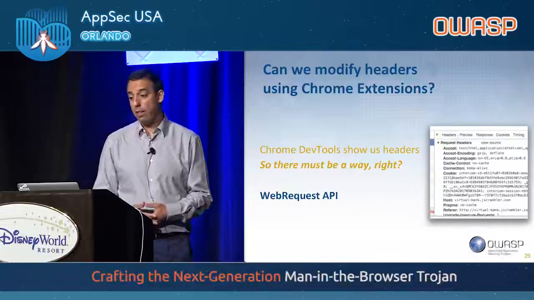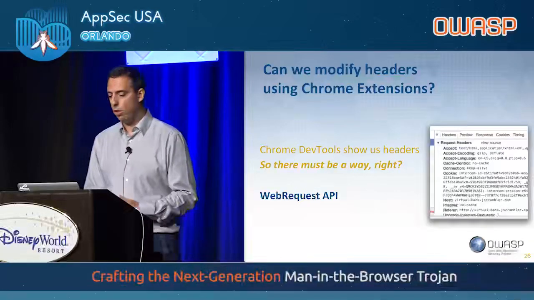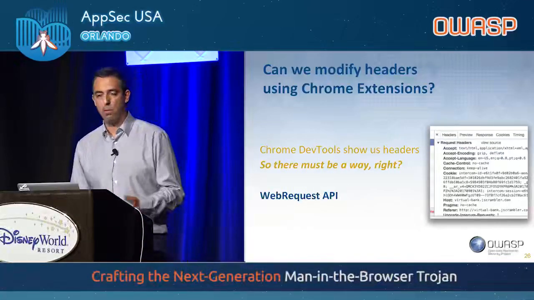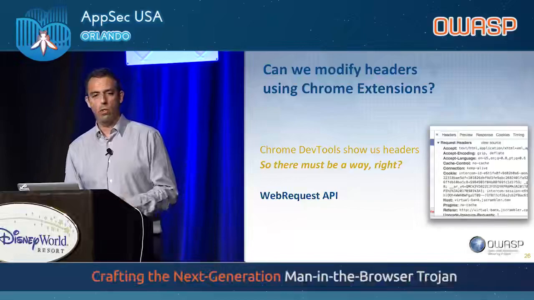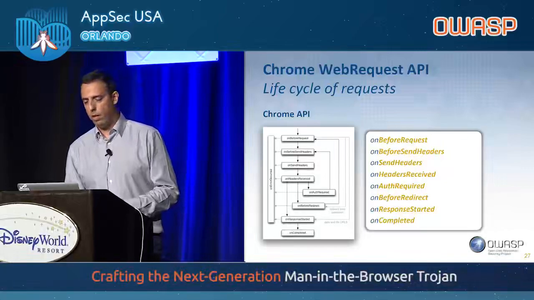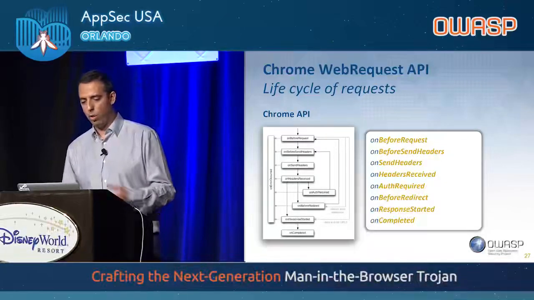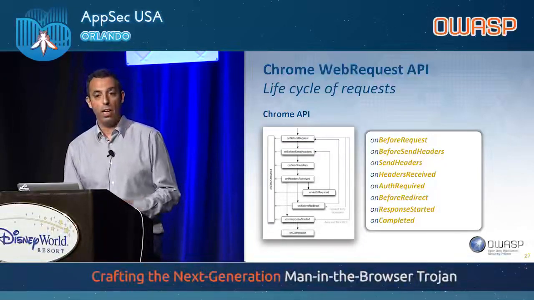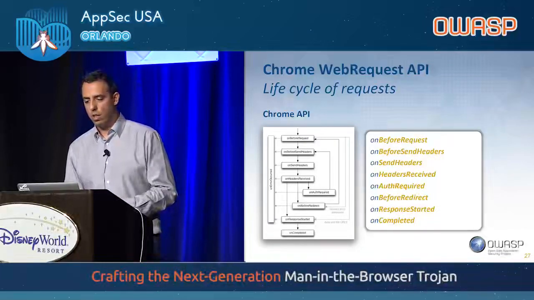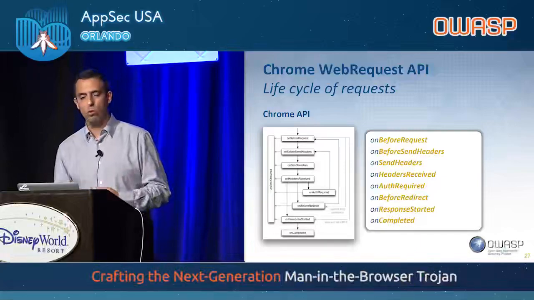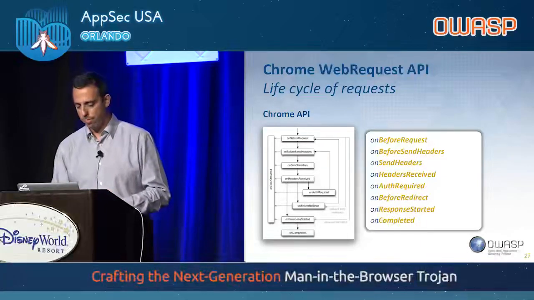So one of the questions we had is, can we modify headers using Chrome extensions? And we realized that since DevTools show us headers, there must be a way, right? And there is. It's called Web Request API. With it, you can access a number of different hooks that will allow you to modify headers and to modify other things at specific moments in the life cycle of requests. For instance, you can modify the headers just before they are sent out to the web server.